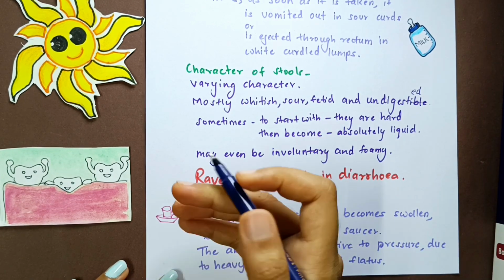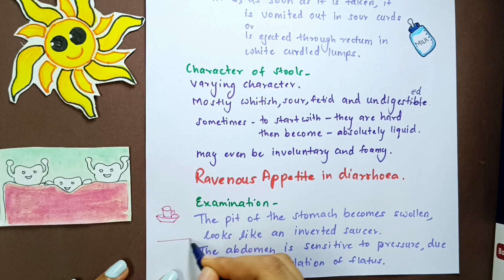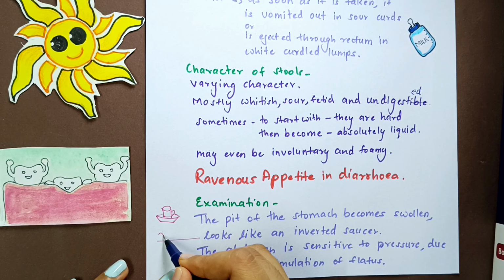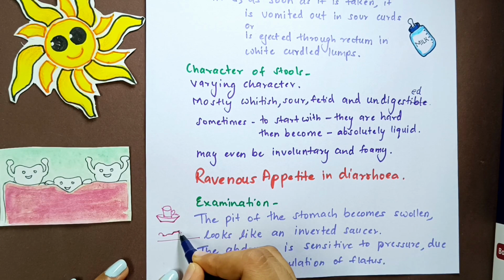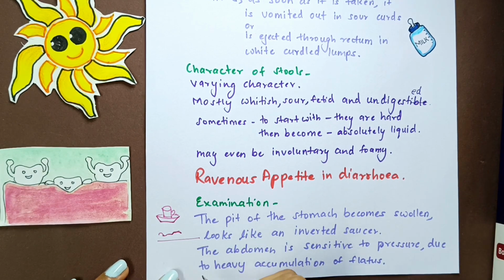When you examine the patient and look at him from the side, suppose he's lying down on this bed, and this is his face, this is his neck, and here is his chest, his stomach will look like an inverted saucer. So inverted will be like this. That will be the kind of shape that the stomach will have.